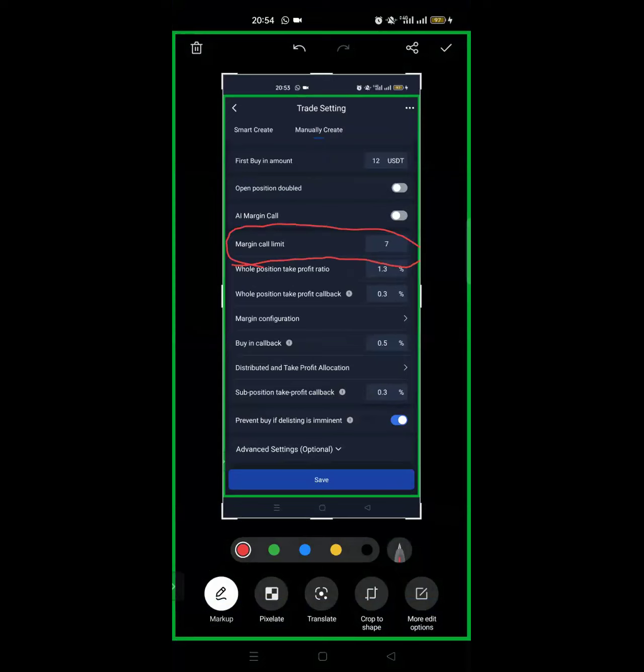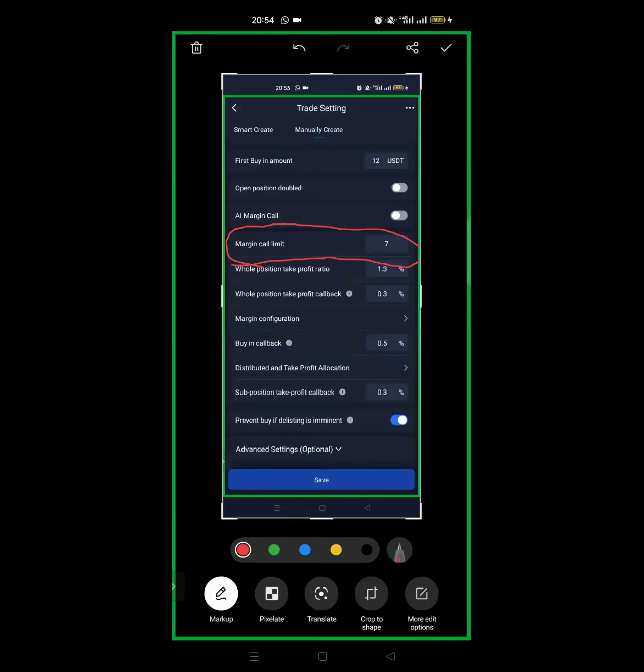So margin call limit has to do with the times you want your robot to buy, the dollar cost average, the additional buys when that coin is going down. To further simplify it, it buys the dip. That's what the margin call limit is for. It's the number of times you want your robot to buy the dip.